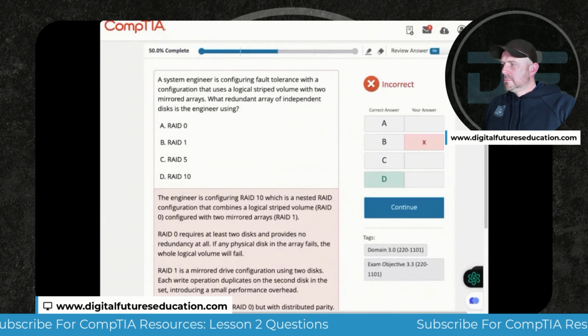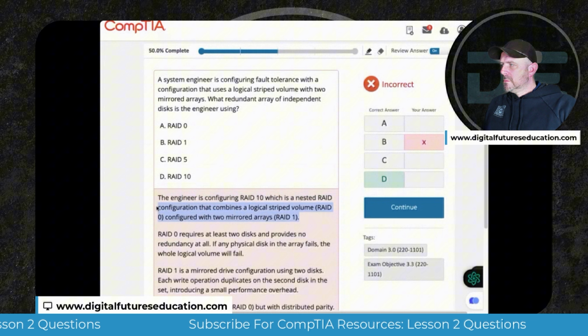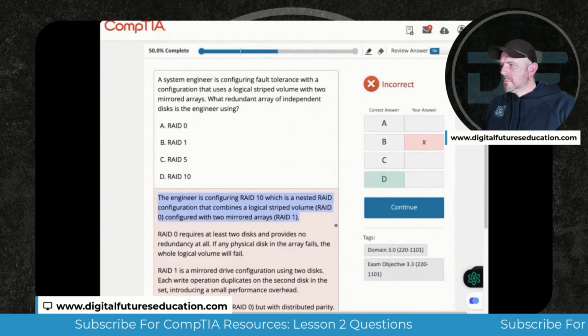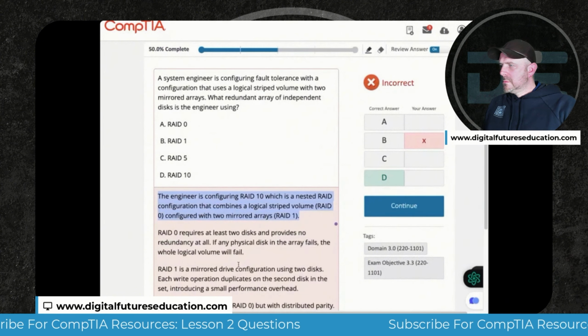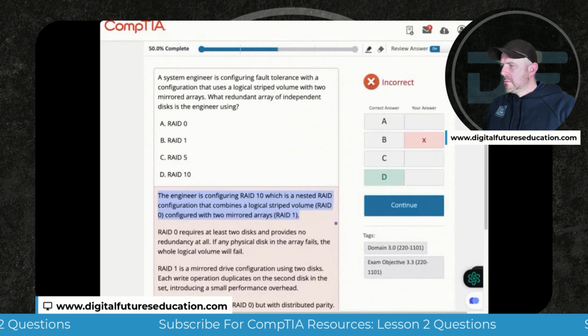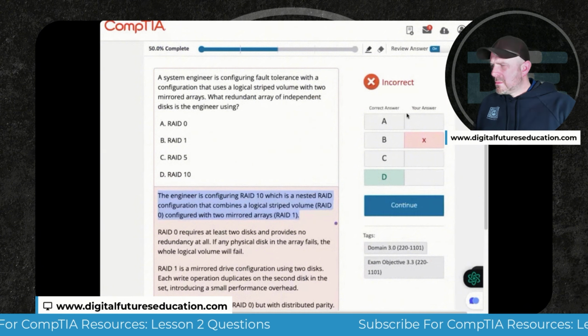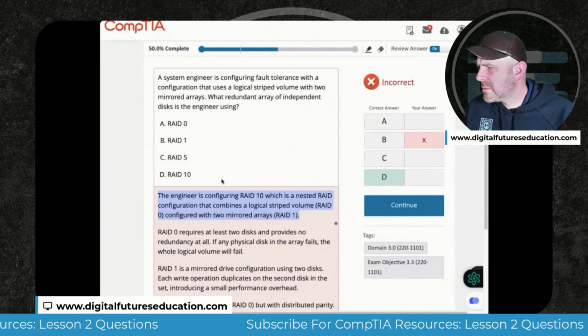So that's the nested RAID, which combines a logical striped volume. And so the 1+1, yep, that's a good way to remember it because you're kind of understanding the technology. There's a nested RAID configuration that combines a logical striped volume with the two mirrored arrays. And that's D, RAID 10.